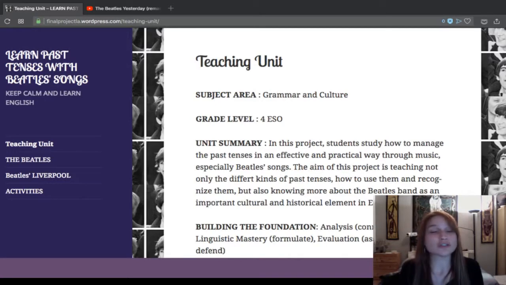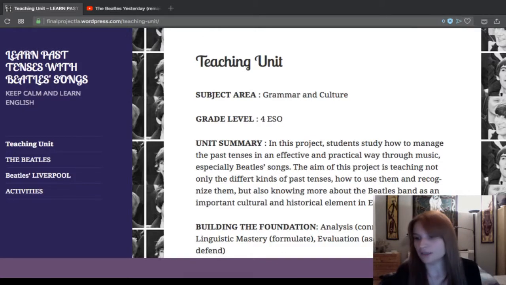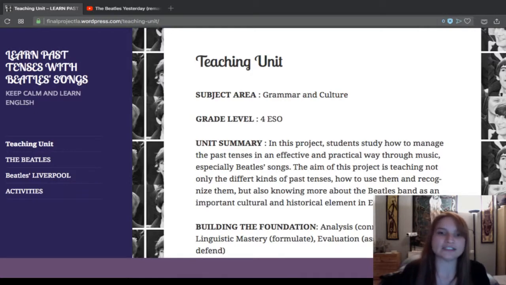The topic of my final project is about past tenses for a fourth semester class. It is a very generic topic, and it gave me the possibility to find an effective way of speaking about the past tenses, explaining them, trying to make the students speak using the past tenses, but in a very funny and useful way.